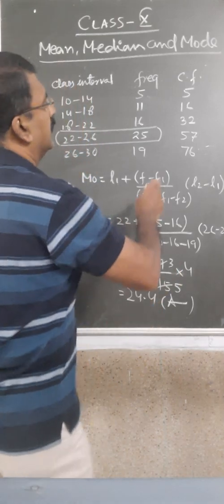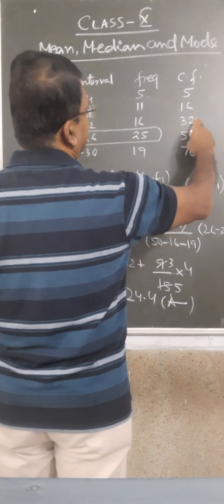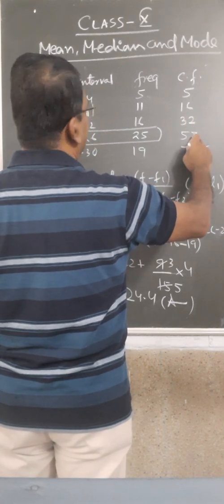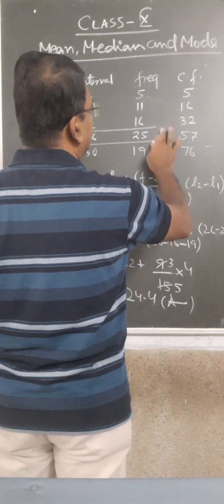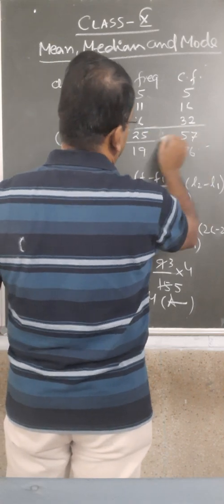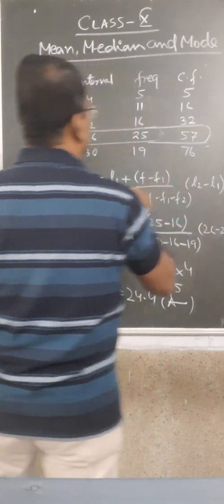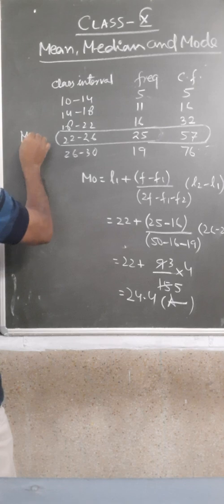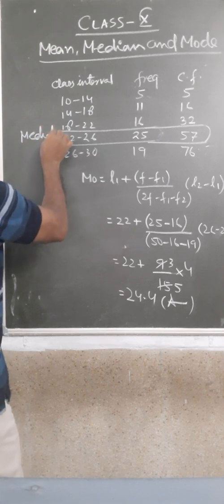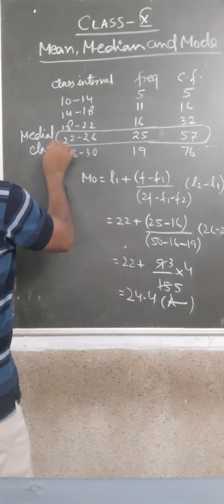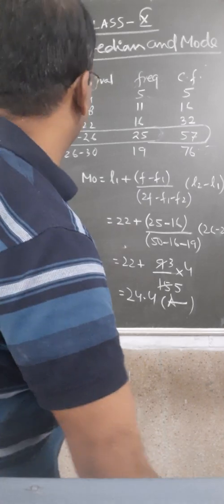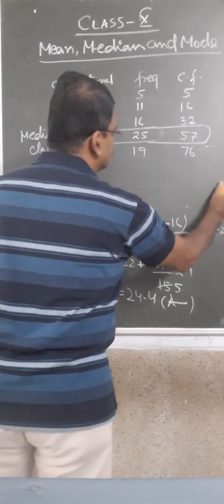Now you see, this is up to 32 and this is up to 57. So 38 lies here only. That is the same class. The modal class is the median class also. So this is the median class.